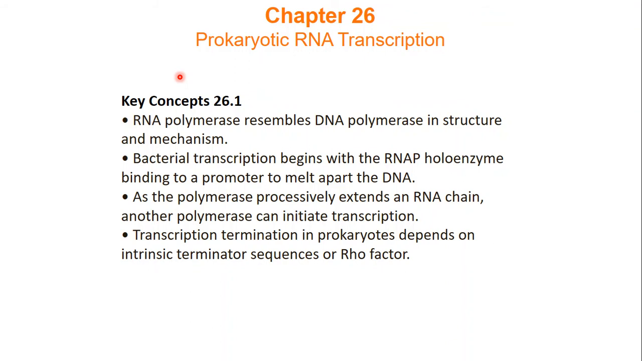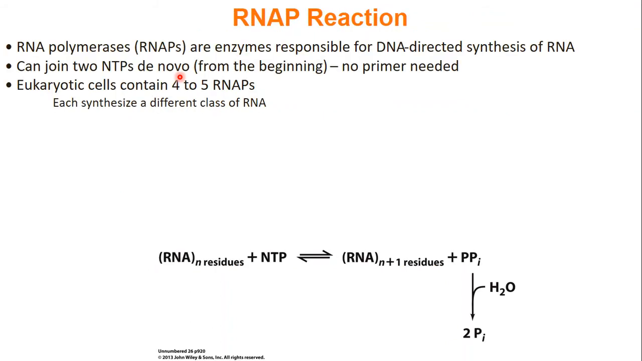In this video, we're going to go over prokaryotic RNA transcription. And we're just going to start with the basics. The enzymes that carry out transcription for us are called RNA polymerases, or RNAPs. What they'll do is read in DNA and create RNA. Now these are different from the DNA polymerases that we talked about in that we don't need a primer. We can just take two RNAs and connect them de novo.